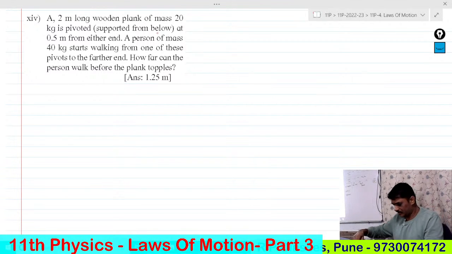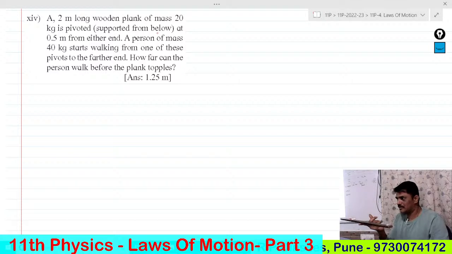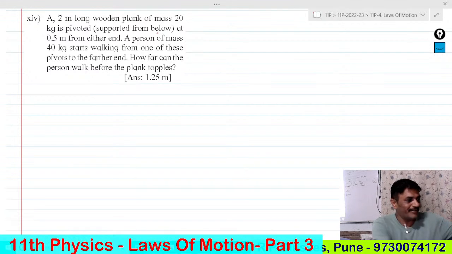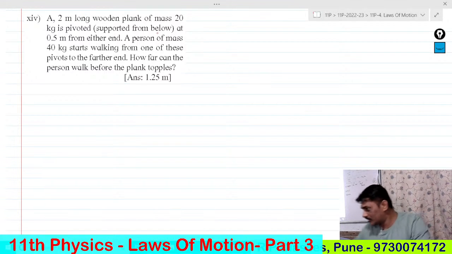I'm keeping it over here. I'll try to balance this. Now the same thing is happening here. The same thing is happening in the question. The question is of this kind only. This is the interesting part of physics, I am saying.